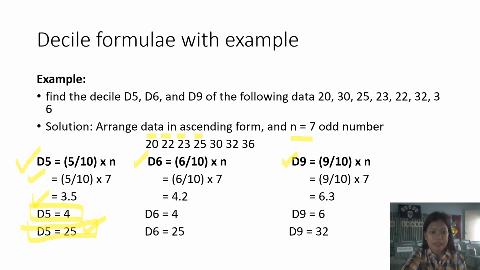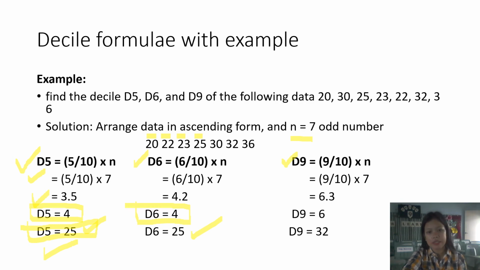And for the 6th decile, we have 6 over 10 times 7 equals 4.2. Round it off, we have the fourth number. The fourth data falls under 25, which is equivalent to D5. So 25 and below falls under the 6th decile distribution.